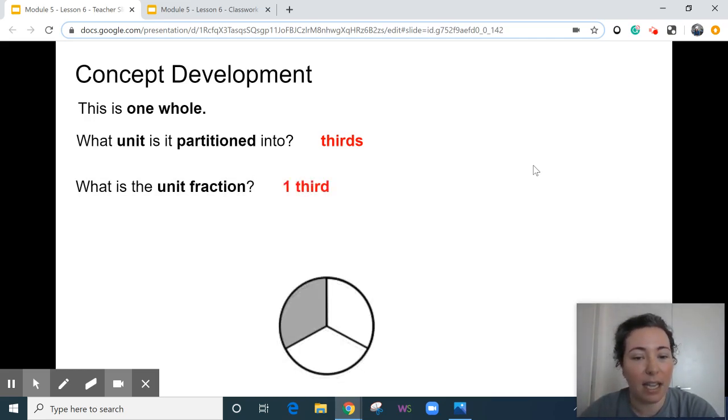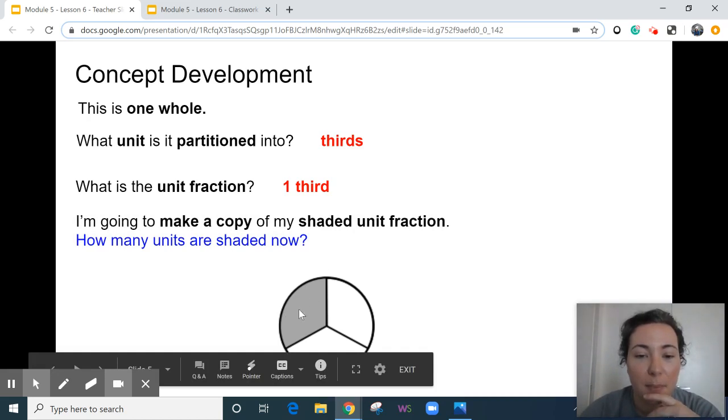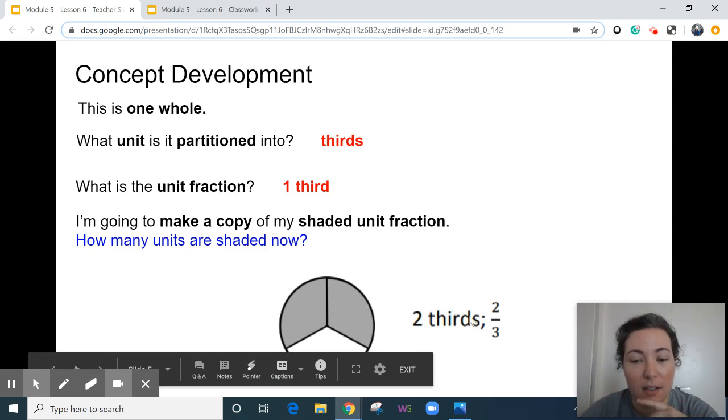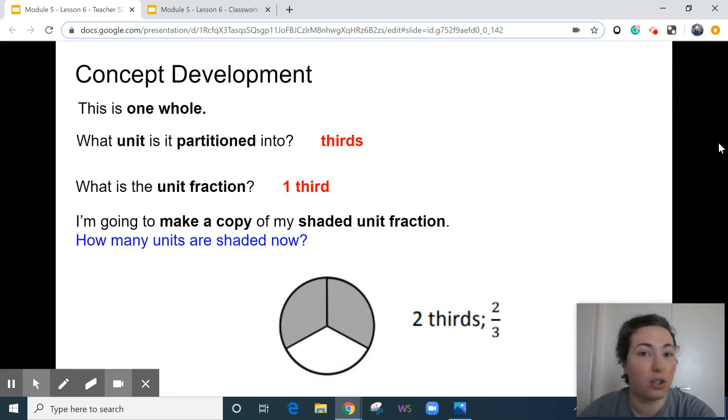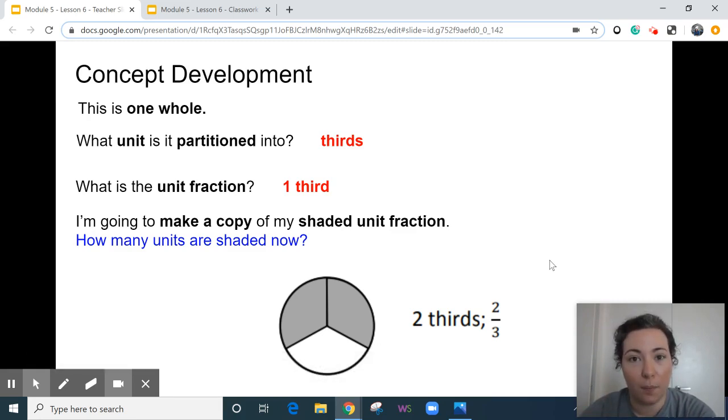1/3. So here we have it shaded in. And now I'm going to copy this part of the shaded unit fraction to show there are going to be more parts shaded. So there's another part shaded, and we've got 2/3 shaded. So we still have not shaded the entire circle. We haven't shaded the whole. So 2/3 is a fraction that is referring to part or 2 parts of the whole.